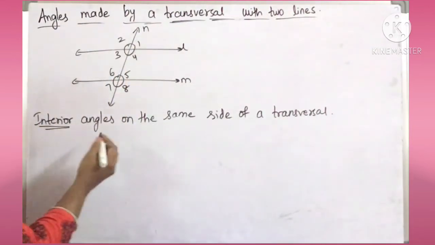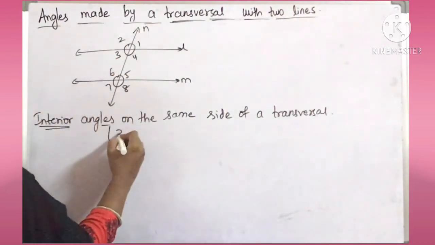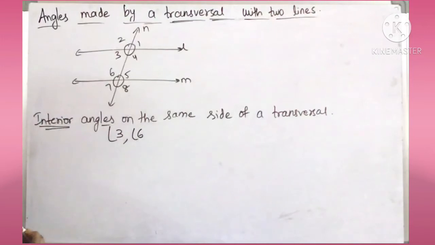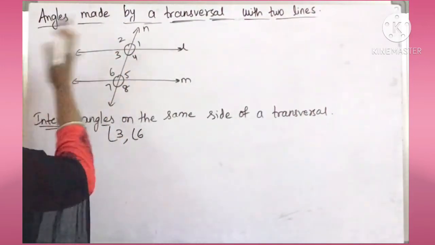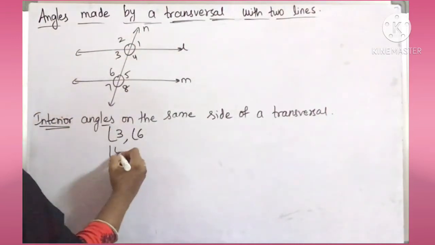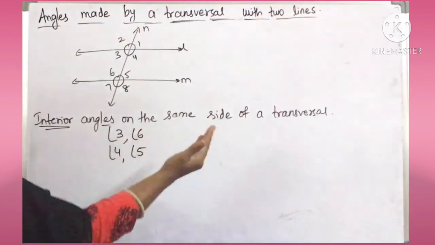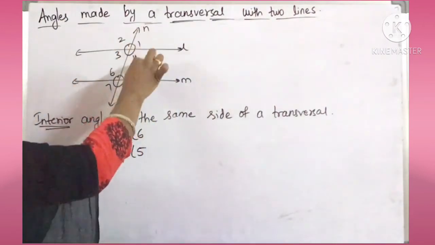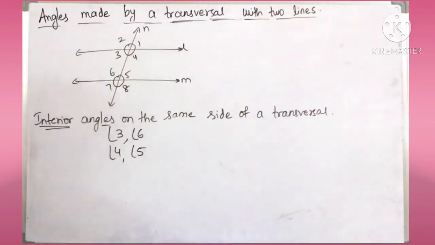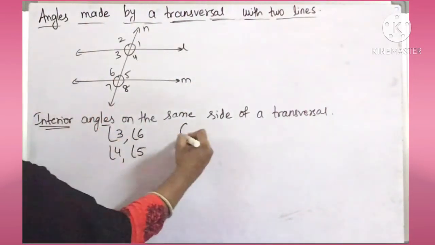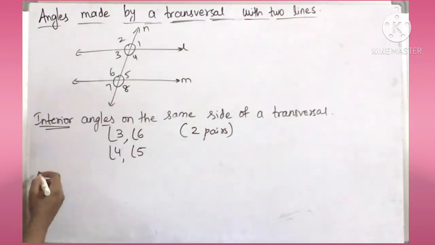So how many pairs are we going to get on the same side of a transversal? I can take angle 3 and angle 6 as one pair, because 3 and 6 are interior and they are on the same side, on the left side. And another one, angle 4 and angle 5 as one pair of interior angles on the same side of a transversal, because 4 and 5 are interior angles and they are on the right side of a transversal, right? And we are going to get here two pairs of interior angles on the same side of a transversal.